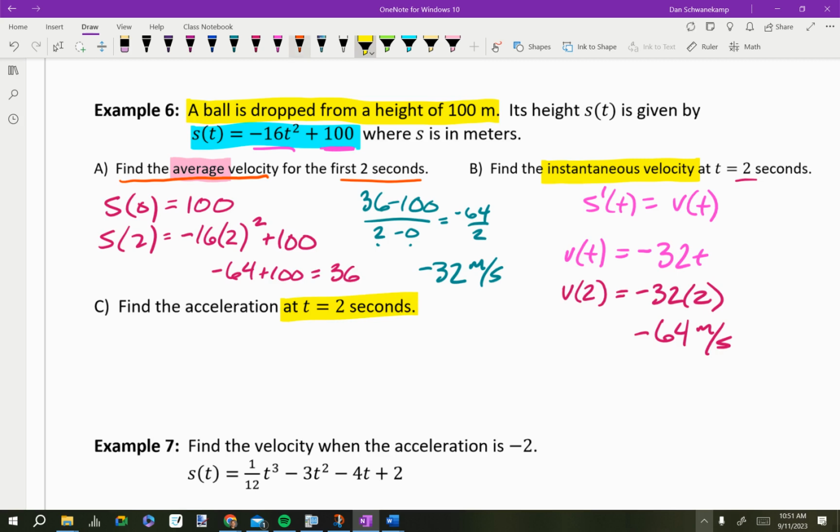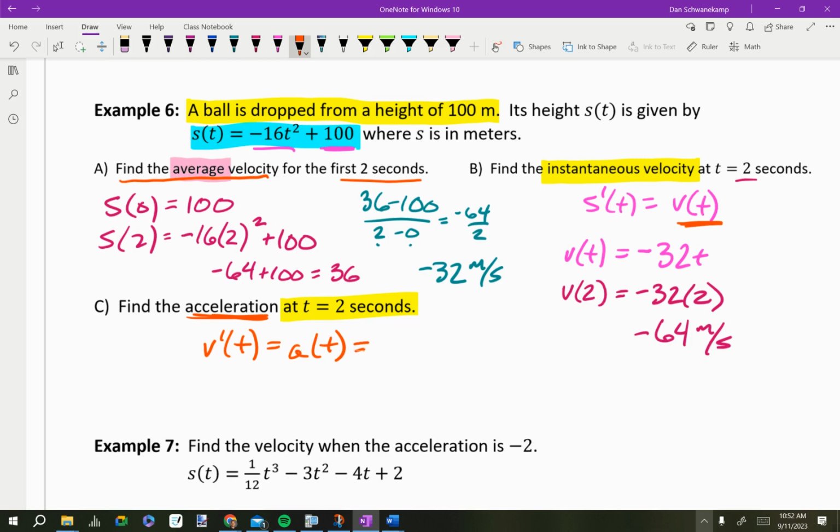Acceleration at t equals 2. What do I need to do with velocity if I want to find acceleration? Derivative. So I need to write that down. If someone was grading my paper, they need to see that connection that I'm making. Okay, so I'm going to say the derivative of velocity is acceleration. I need to make that connection. V prime equals a of t. And now I'm going to figure out what a of t is.